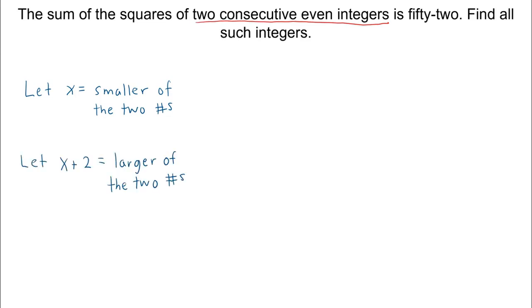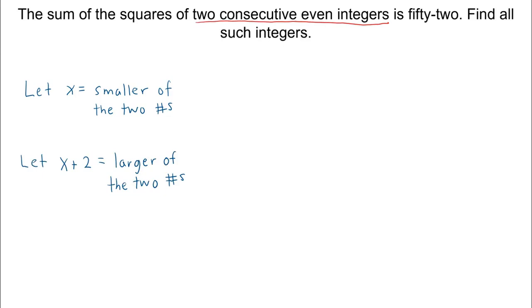Let's take a look at this example. The sum of the squares of 2 consecutive even integers is 52, and we have to find all such integers. The first thing that I notice here is that we need to find 2 consecutive even integers. And we mentioned on the previous slide how to represent 2 consecutive even integers algebraically. So we'll let x represent the smaller of the two consecutive even integers, and we'll let x plus 2 represent the larger of the two numbers.